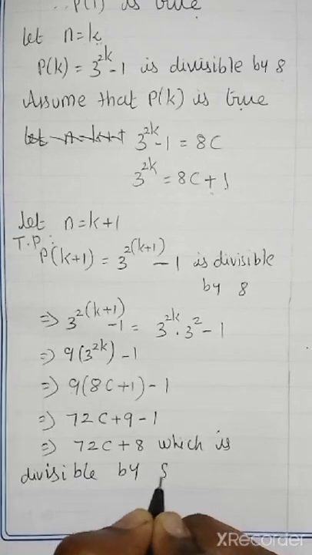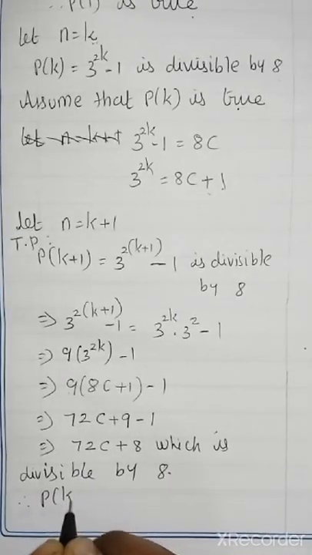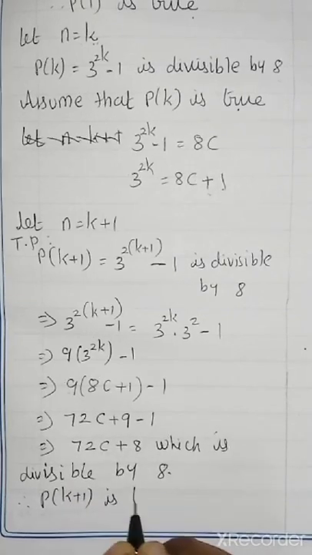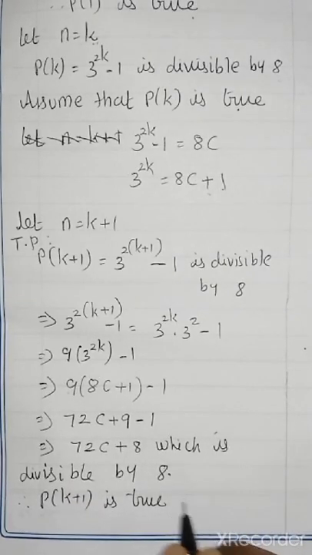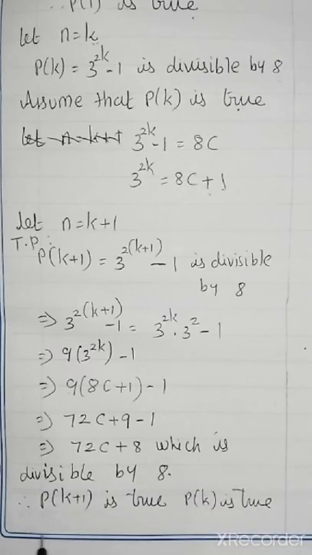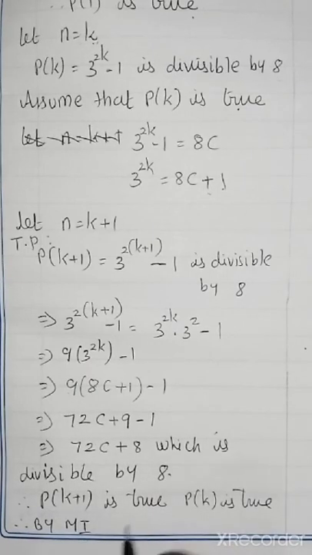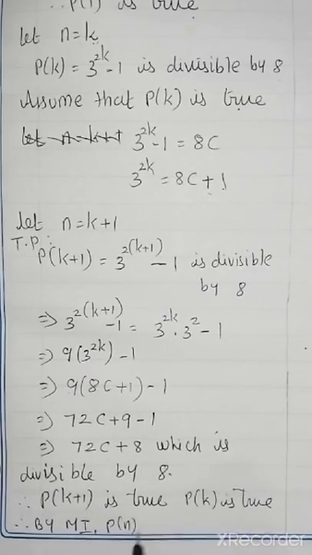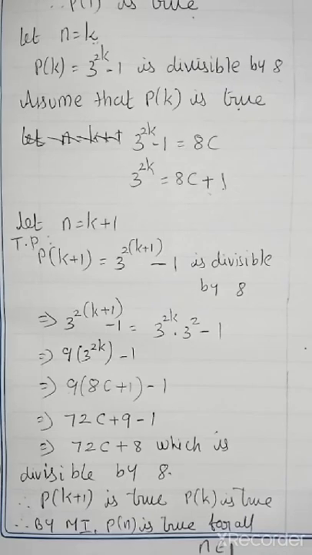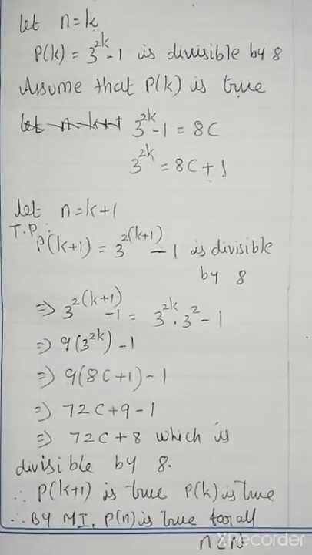divisible by 8. Therefore, what do you have to conclude? P of k plus 1 is true whenever P of k is true. And also you have to write fully: therefore by mathematical induction, P of n is true for all n in N.